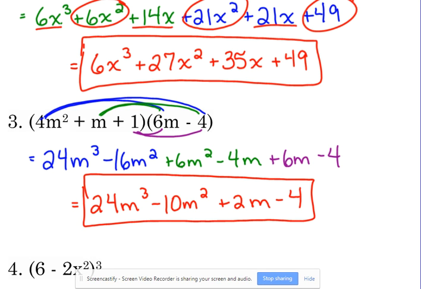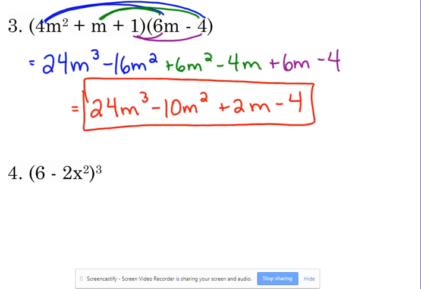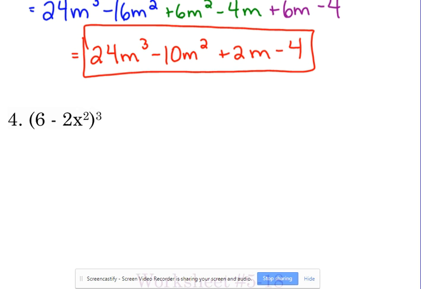So it doesn't matter how you look at it, just so you distribute everything in the first set of parentheses to the second set of parentheses, you should be good to go. All right, number 4. 6 minus 2x squared, cubed. Anybody know what we need to do there?